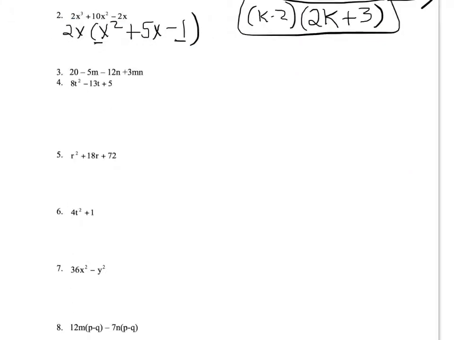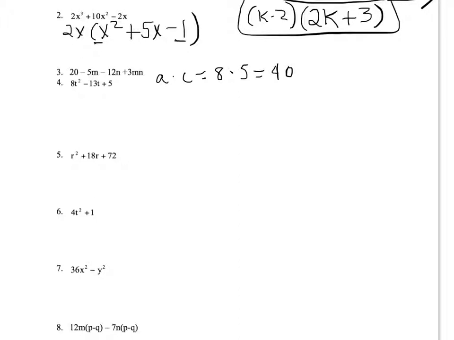Let's look at number 4 on this example sheet now. 8t squared minus 13t plus 5. Now, remember, check first for a GCF. In this case, there is nothing greater than 1 that goes into 8, 13, and 5 evenly. So we're going to try the AC method. If I multiply the A times C, that's a positive 8 times a positive 5, which is positive 40.